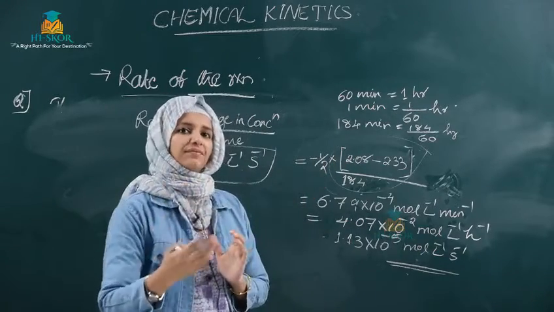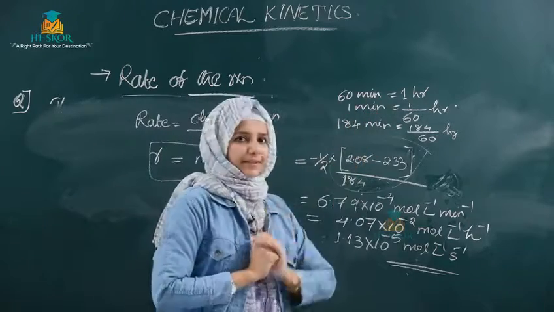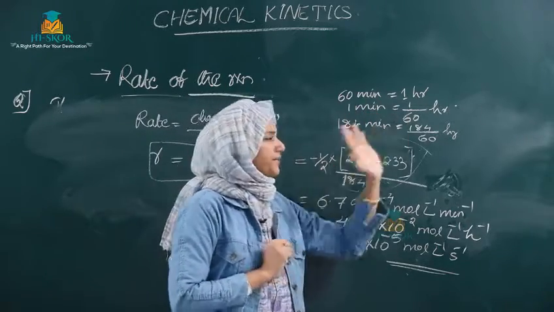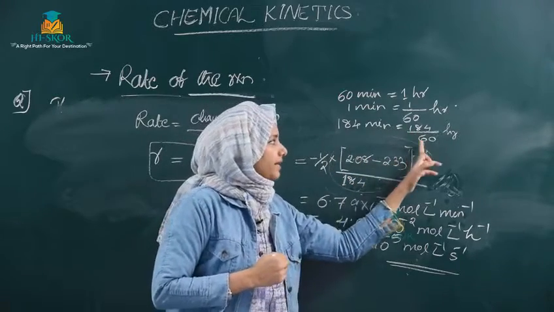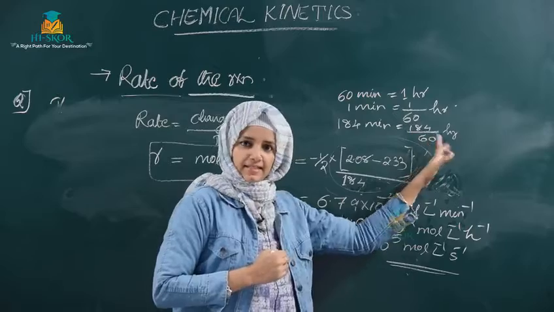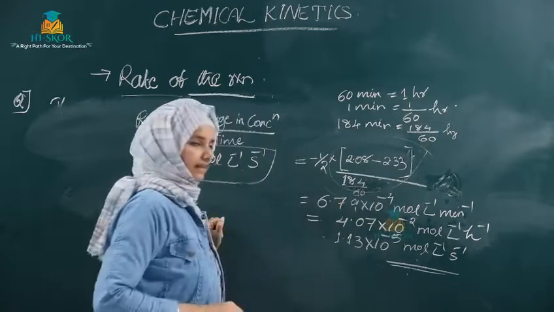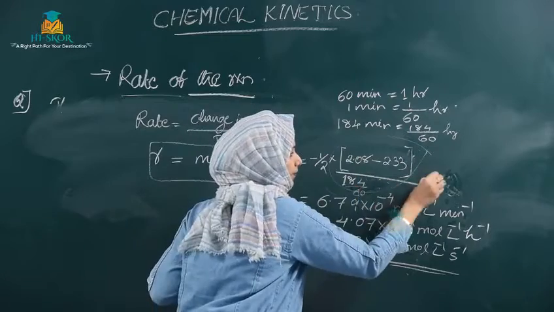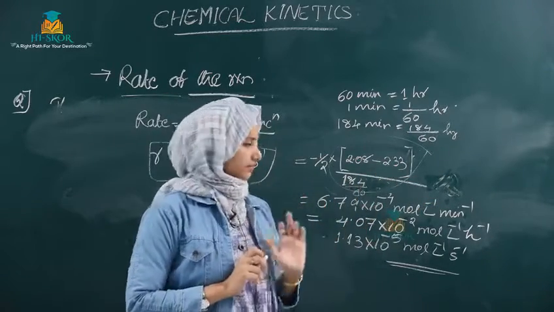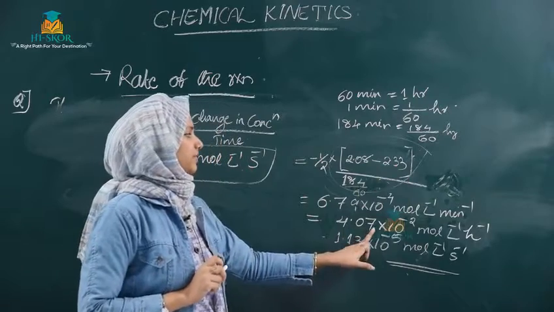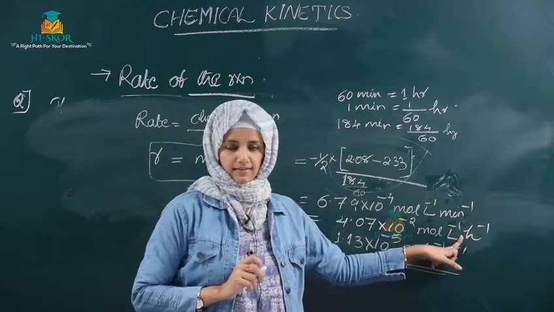They gave the time as 184 minutes. So you have to convert the minutes into hours. How will you convert? You know, 60 minutes is equal to 1 hour, so 1 minute is 1 by 60 hour. That means 184 minutes is equal to 184 divided by 60 hours. So simply 184 divided by 60. So here it becomes into 60, so this answer into 60. That you will get 4.07 into 10 raised to minus 2 moles per liter per hour.